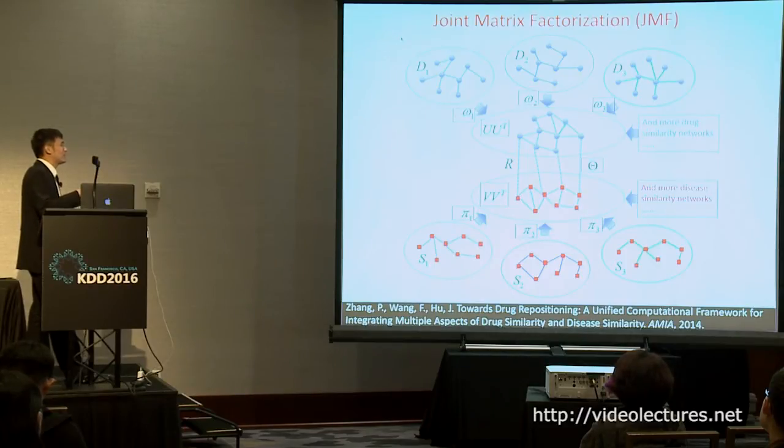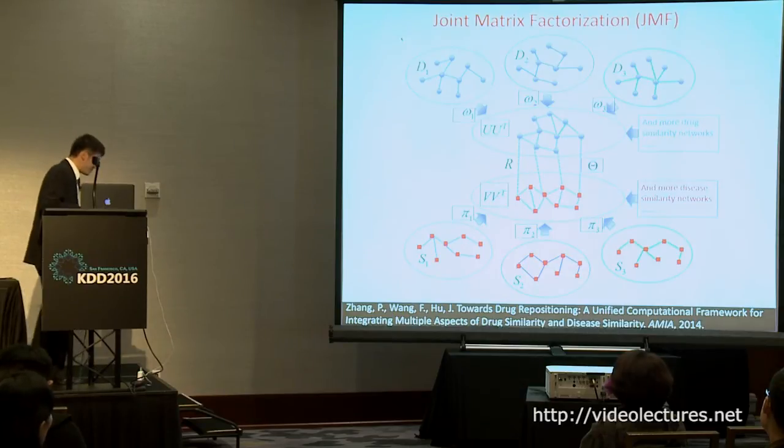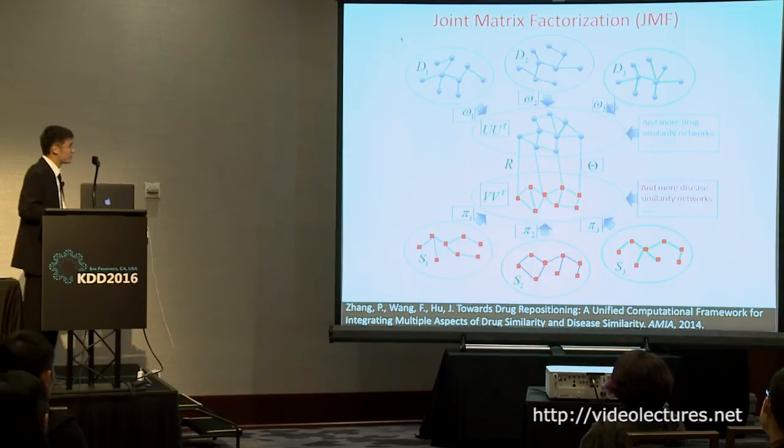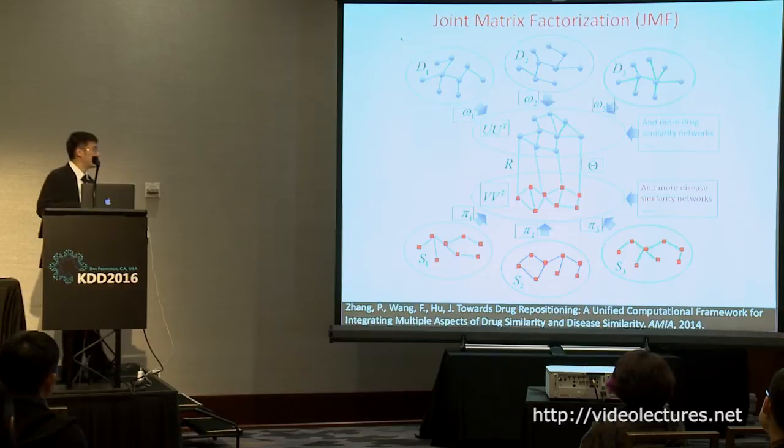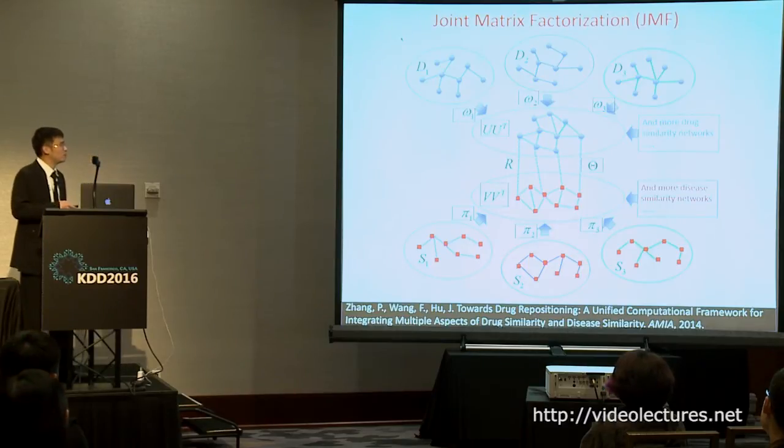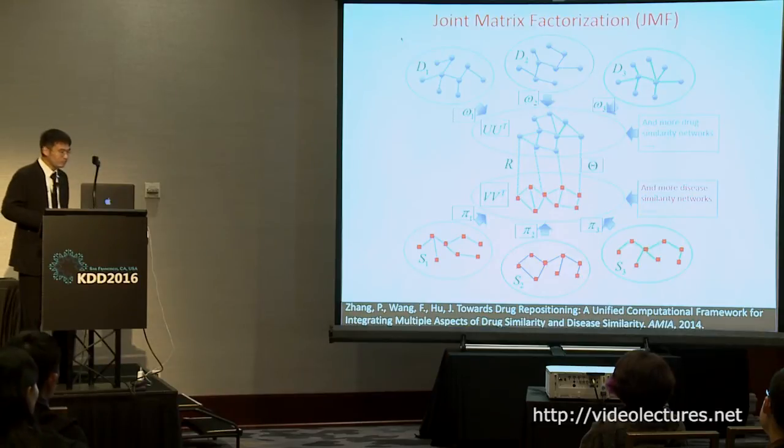It's also very interesting to learn which data resource is more important than the others. We have weights: W1 is the weight for the drug chemical structure, W2 is for the target, and W3 is for the side effect keywords, etc. Likewise for pi1 to pi3. We want to integrate the drug similarity networks and also the disease similarity networks. The framework is very flexible, and we can add more drug similarity networks.